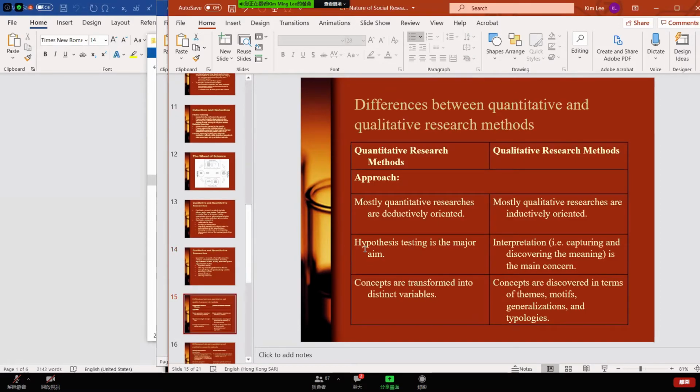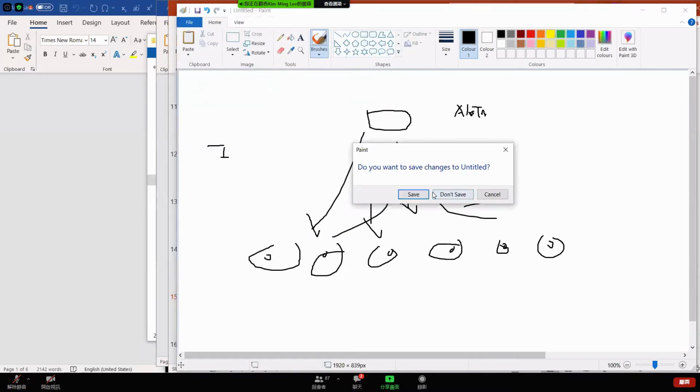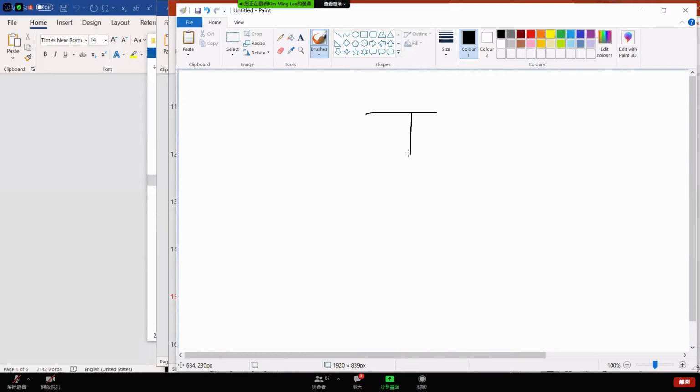So what are the differences between quantitative and qualitative research methods? There are differences in terms of approach. Quantitative researchers actually aim at testing. So hypothesis testing. That means to test whether the existing theories are correct or not. And in this case, they are deductively oriented. Well, when you try to test a theory, how do you test a theory? You test the theory using deductive logic. Deductive logic is that you have a theory. You have a theory. This is general, right?